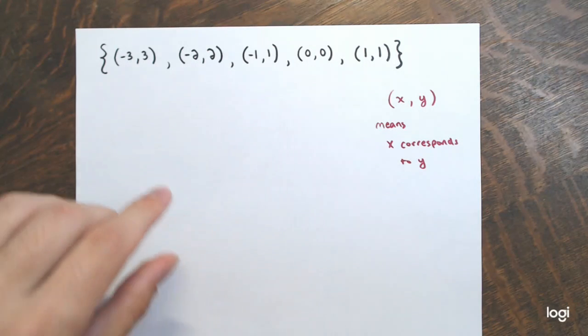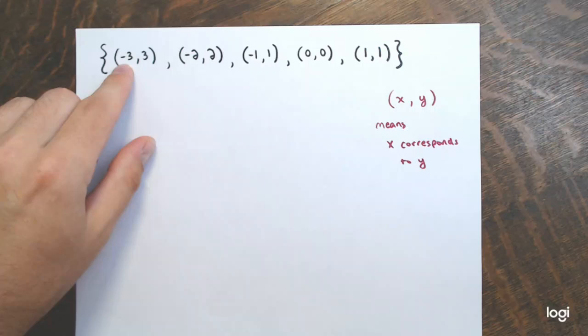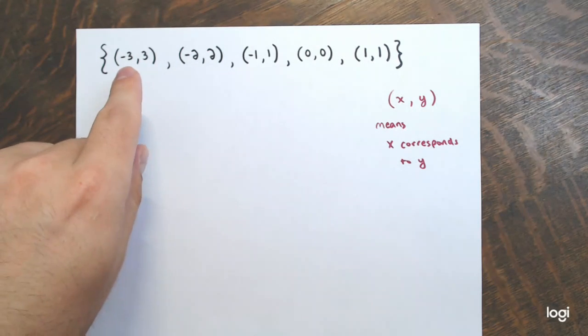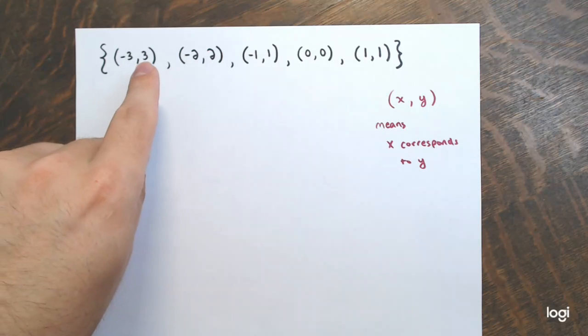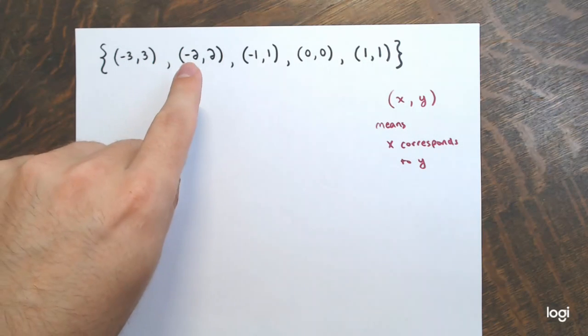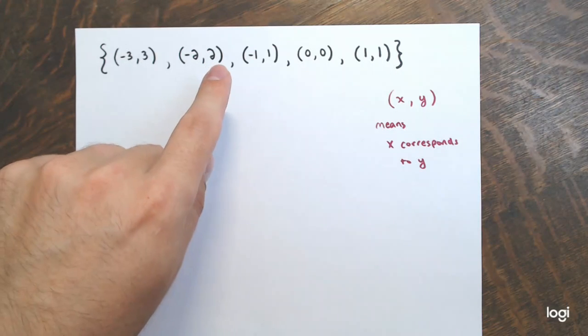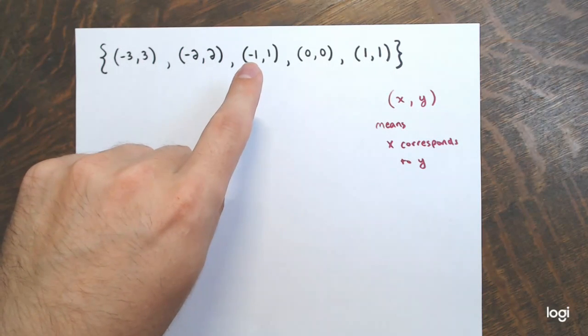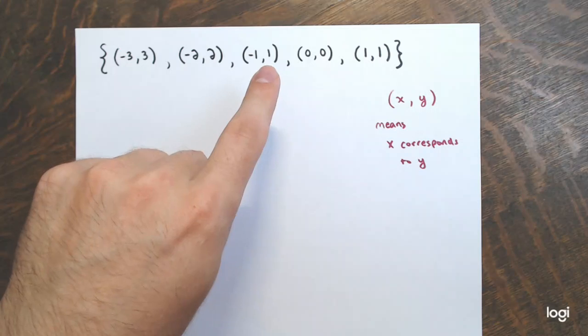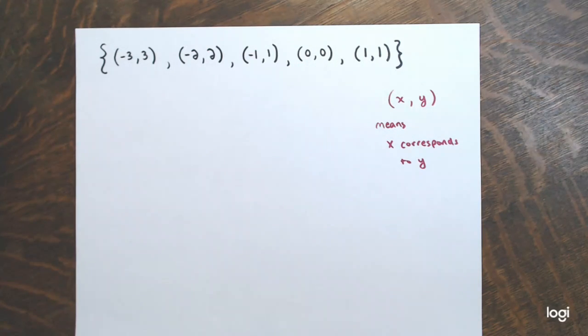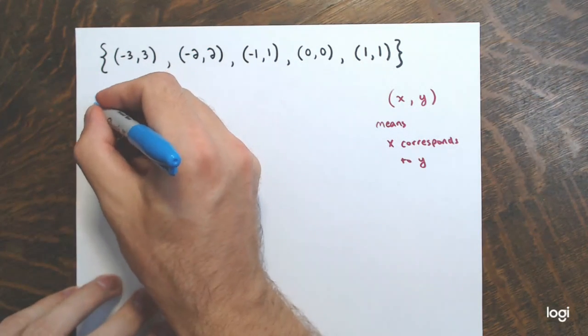But so here's a relation, saying that it's between one set of numbers and another set of numbers, where -3 in the one set corresponds to 3 in the other set. -2 in the first set corresponds to 2 in the second set. -1 in the first set corresponds to +1 in the second. 0 in the first set corresponds to 0 in the second set, and 1 in the first set corresponds to 1 in the second set. Now the question again is, is it a function?